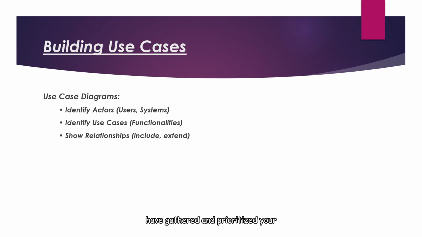Once you have gathered and prioritized your requirements, it's time to translate them into use cases. A use case describes how an actor, which can be a user or another system, interacts with the system to achieve a goal. Use case diagrams help visualize these interactions, making it easier for stakeholders to understand the flow of events. For example, consider the use case user registration. The actor here is the user, and the goal is to successfully create an account. Use cases also include different scenarios, such as a user entering incorrect data or the system failing to process the request. These variations help identify edge cases and ensure that your system handles a wide range of scenarios.